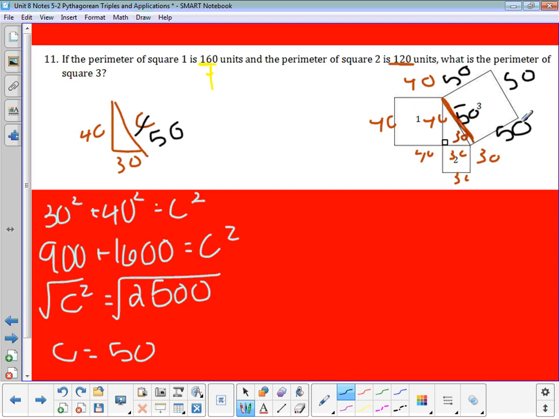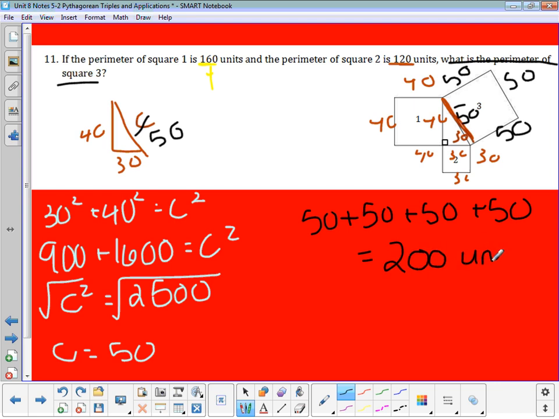So now we need to answer what the question is actually asking, which is what is the perimeter of square 3? So we need to add 50 plus 50 plus 50 plus 50. And when we add all of those together, we get 200 units, okay? Because that's the label it originally gave us up here, was 200 units.